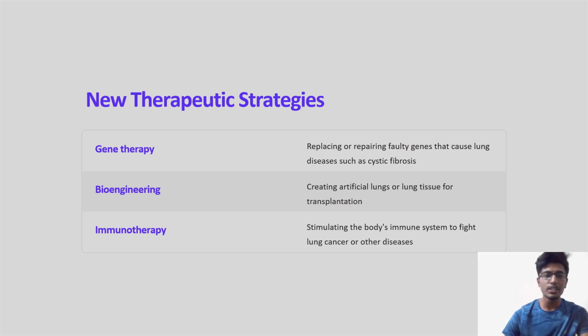New therapeutic strategies. Gene therapy: replacing or repairing faulty genes that cause lung disease such as cystic fibrosis. Bioengineering: creating artificial lungs or lung tissue for transplantation. Immunotherapy: stimulating the body's immune system to fight lung cancer or other diseases.